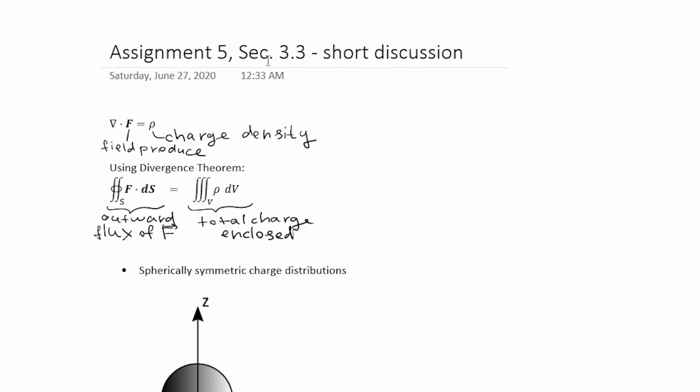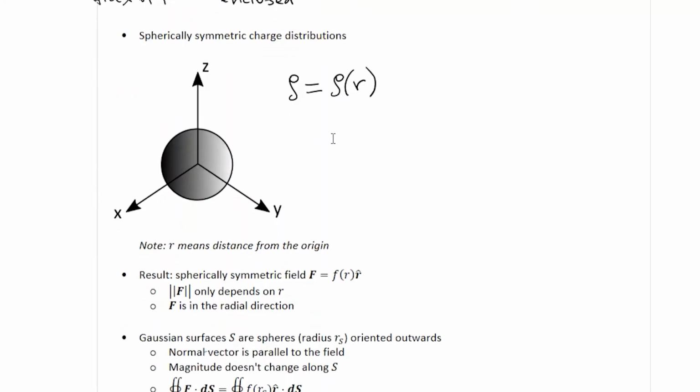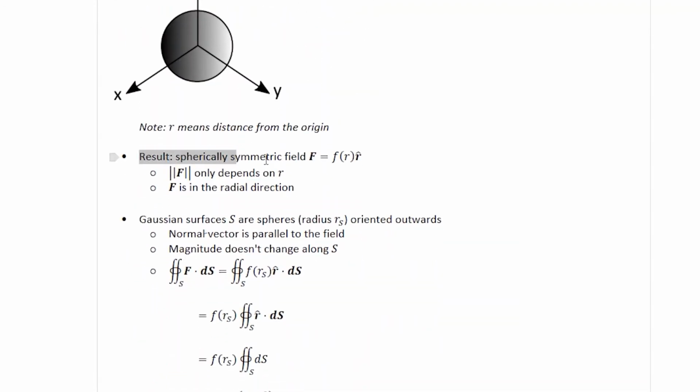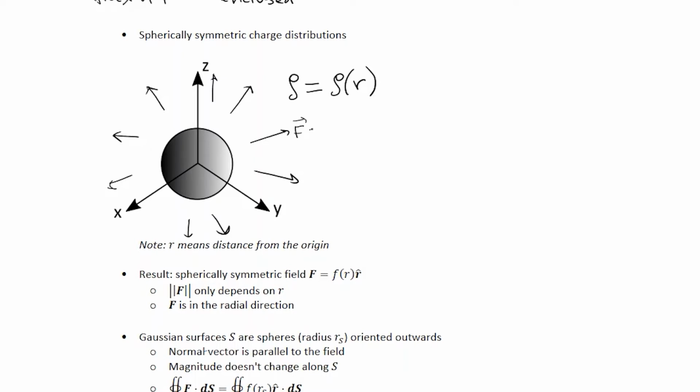In section 3.3, the problems involved were spherically symmetric, and the charge density was only a function of the distance from the origin. So it didn't depend on phi, and it didn't depend on theta. As a result, the vector field produced is going to be in the radial direction, and its magnitude is only going to be a function of the distance from the origin. So here I sketched F, which is equal to some function of the distance from the origin times r hat.